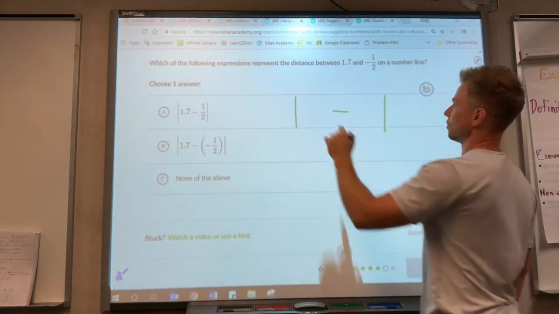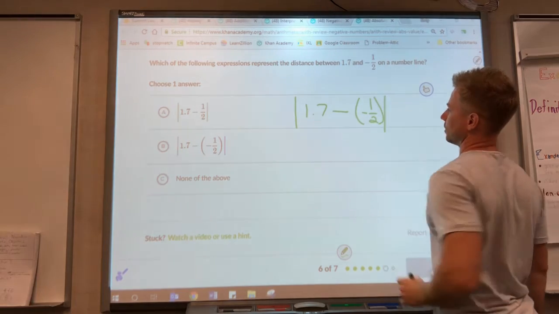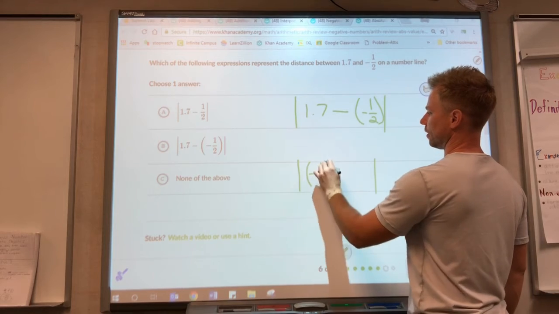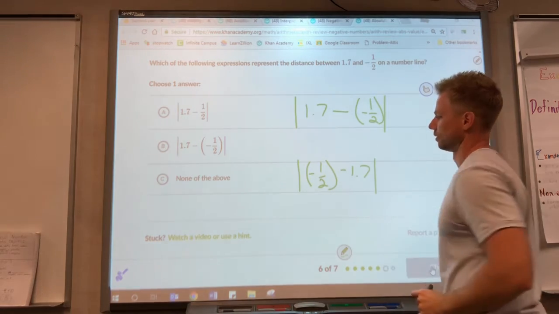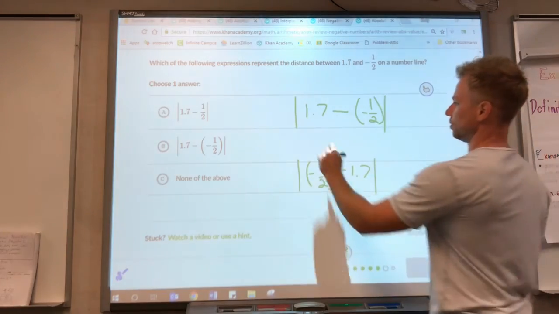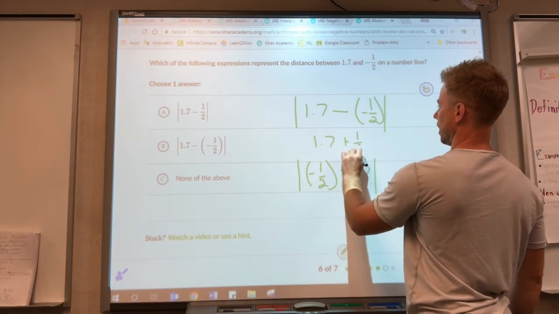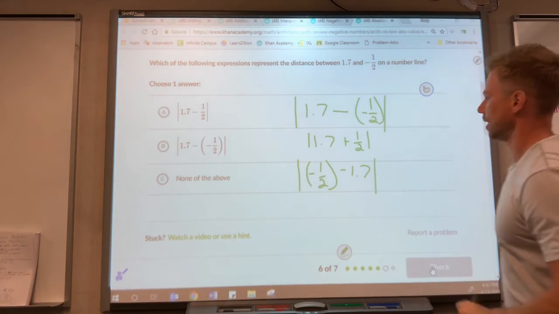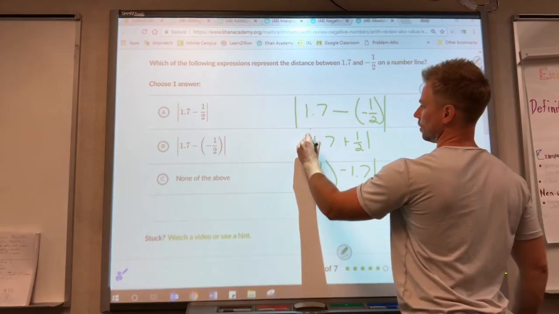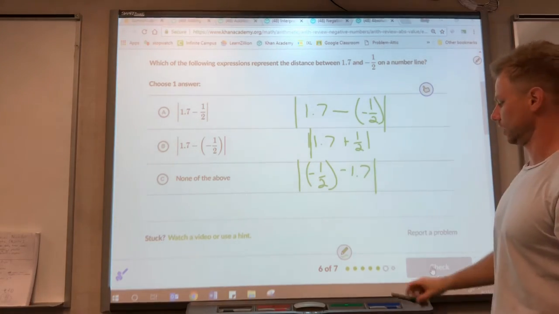Okay, so there's actually 2 ways I could write this. I could do 1.7 minus negative 1/2, or I could flip those around. I could do negative 1/2 minus 1.7. Okay, this one works and this one works. And this one could actually be simplified to 1.7 plus 1/2 and then absolute value. Because when you subtract a negative, obviously that turns into a positive. Okay, so actually any of these 3 would work in this case.